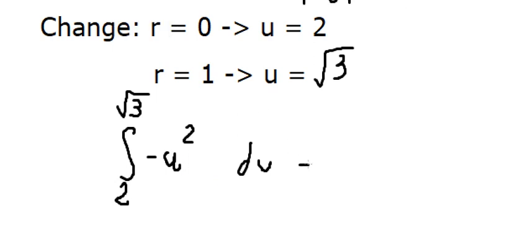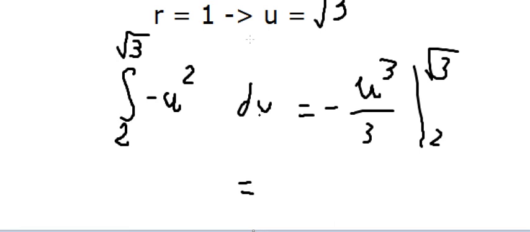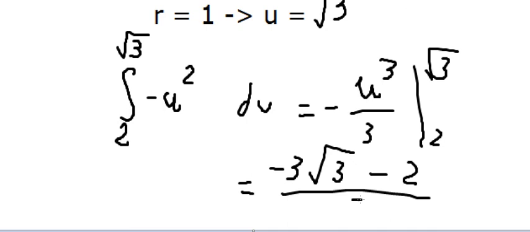And we got negative u to the power of 3 over 3. And we put the boundary in here. We put the square root of 3 and 2 in here. And we got negative 3 multiplied with the square root of 3 minus 2 over 3. This is positive 2 to the power of 3. So this one you got 8.